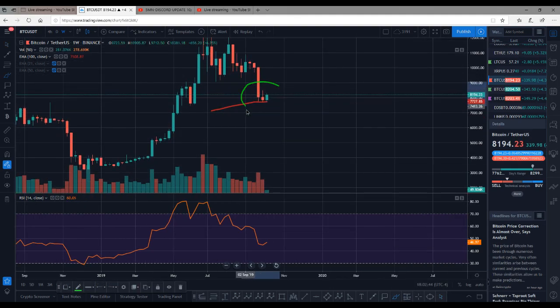You can also see the 100 EMA on the weekly. The 100 EMA is supporting the price for the last 3 weeks. Most people are not paying attention to the weekly 100 EMA, but it is supporting, at least on Binance, and it should be on all exchanges. So it is supporting the price strongly.